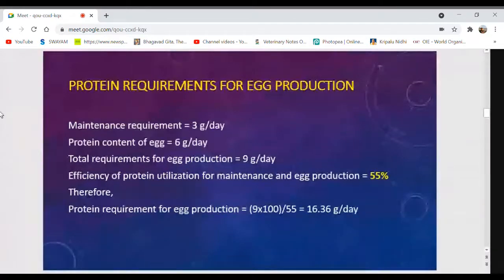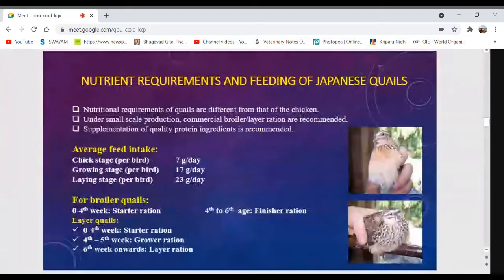Next, I'll go very briefly into the nutrient requirement and how we can feed Japanese quails. All of you may have seen Japanese quail in our farm. This is male and this is female. Males are always more beautiful, more handsome. And this is female. Male, female.